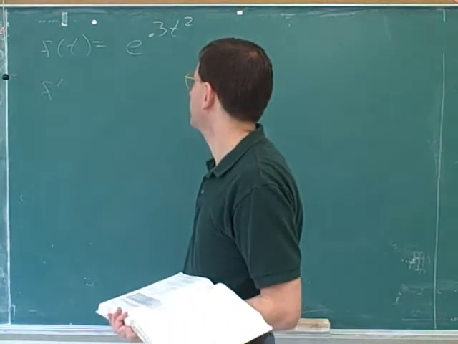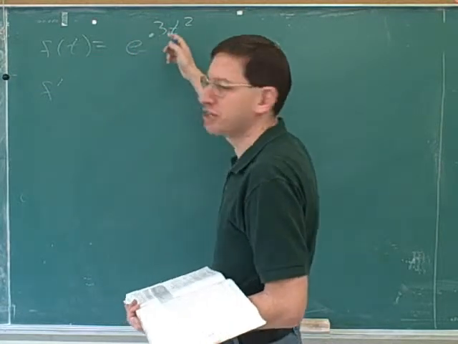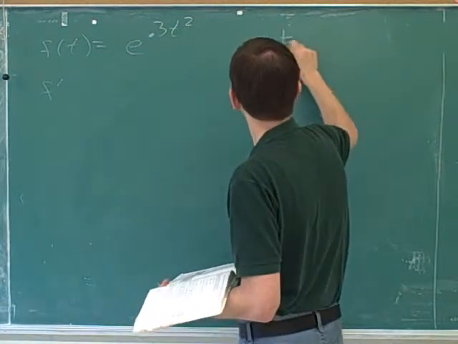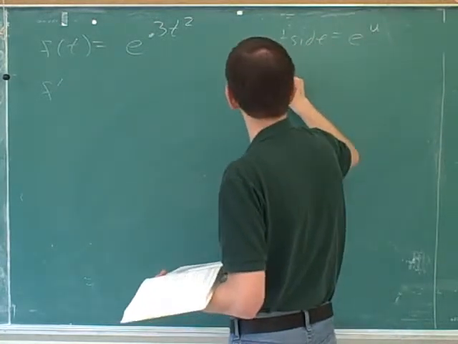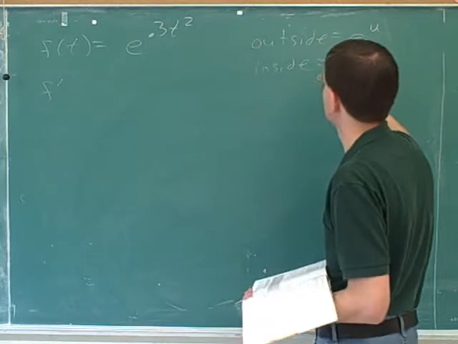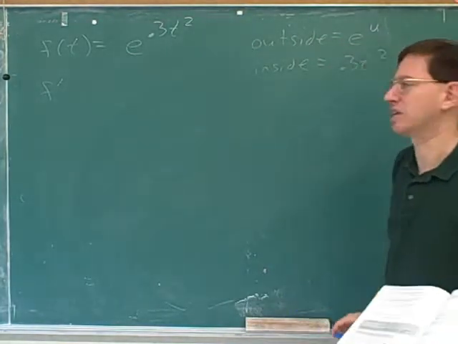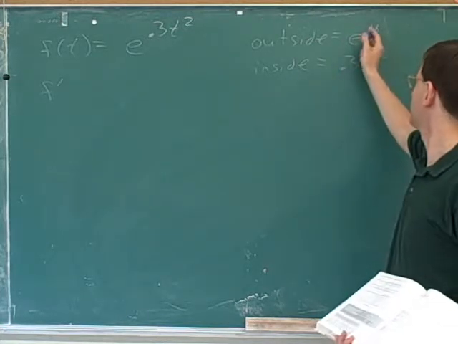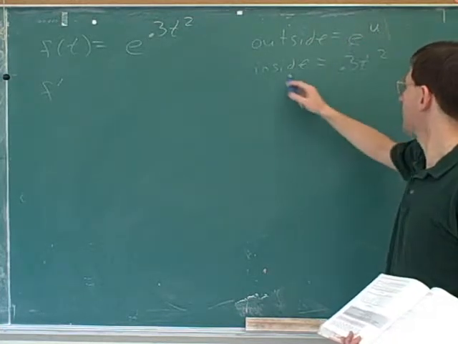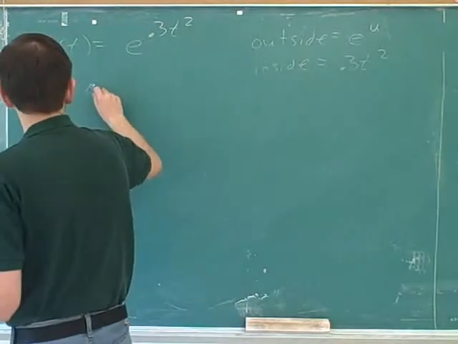The key here is to realize that this is a composite function. Again, you really have two functions. You have an exponentiation function on the outside, with a new independent variable u that I just invented for that, and on the inside, this is the function that you're taking. So that should be outside prime times inside prime.